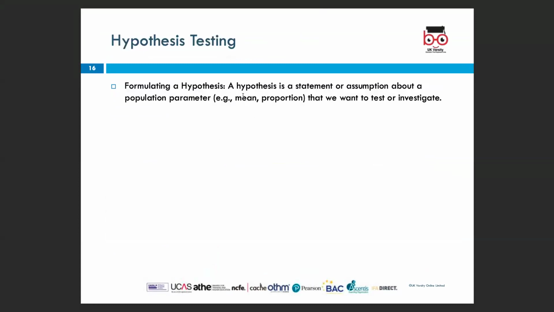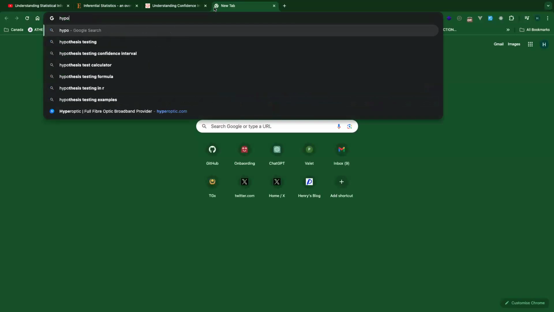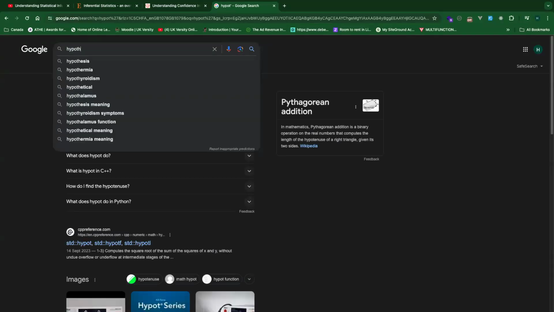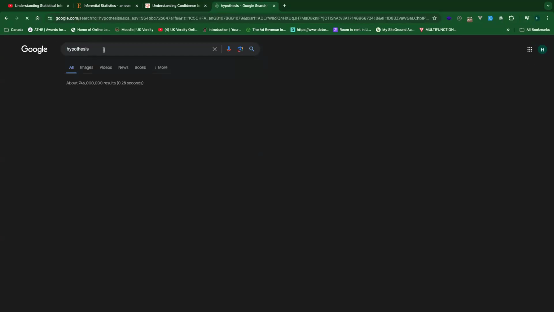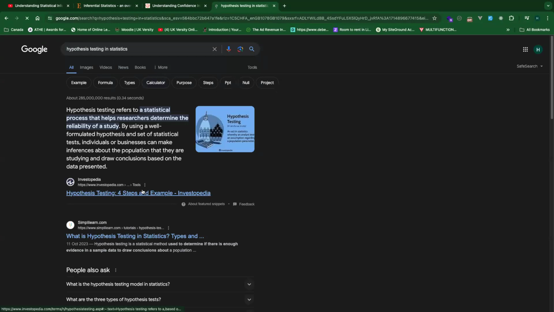We also have hypothesis testing. Formulating a hypothesis. The hypothesis is a statement or assumption about a population parameter. Example, we have a mean and proportion that we want to test or investigate. Hypothesis testing statistics.